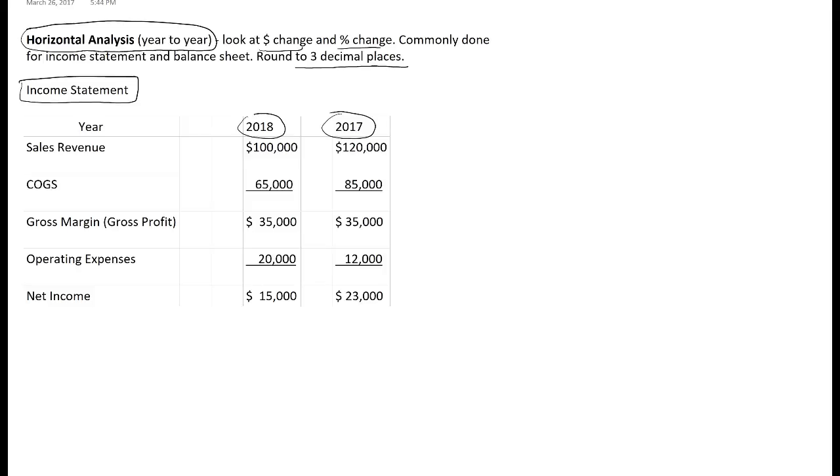Okay, welcome back. Let's look at horizontal analysis. Horizontal analysis, we're looking at both the dollar change and also the percentage change. So we need to basically set up 2 columns to look at the dollar change and also the percentage change. And all we're going to do is take the most recent year, 2018, minus 2017 to get the dollar change.